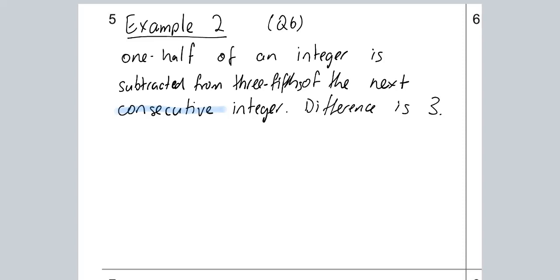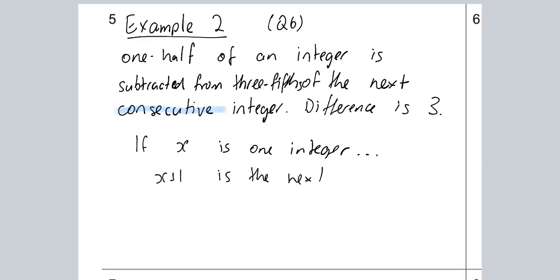So let that integer be x. So x on 2 is 1/2. Is subtracted from 3/5 of the next consecutive integer. Is subtracted from. Ouch, shouldn't have started. So I'm starting off with 3/5 of the next consecutive integer. Oh, that's even more tricky. Excuse me, back I go. Here we go. If x is one integer, x plus 1 is the next.